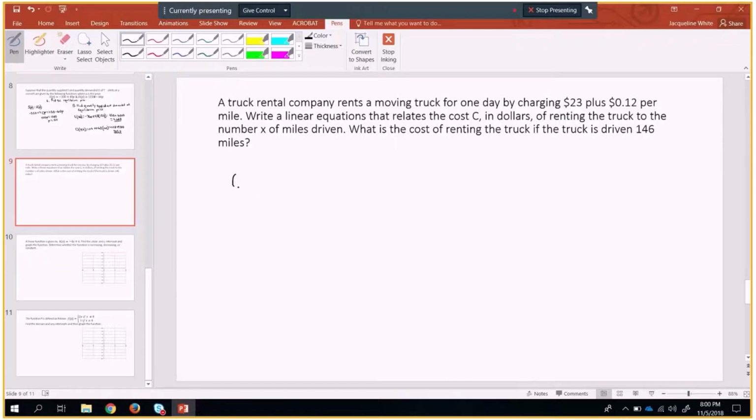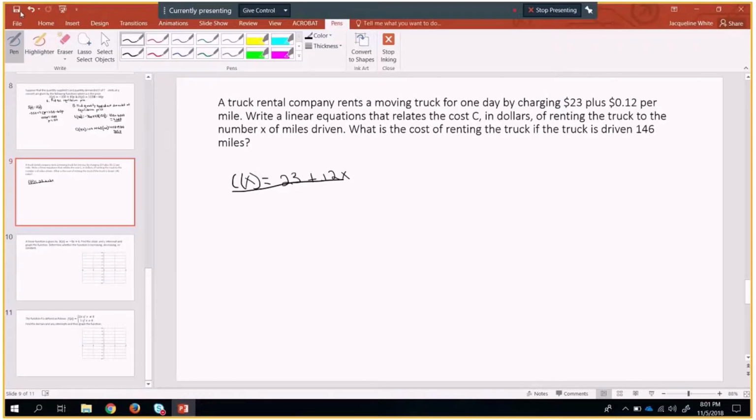So let's write it. We have C of X, which is our cost. That's equal to, it says a truck rental company rents a moving truck for 1 day by charging $23. So we move that right there. 23 plus 0.12 per mile. And that's just going to be plus 0.12 times X. All right, because it's per mile, and we want this equation in terms of number X of miles driven, right? So keep the variables constant. So that's our linear equation.